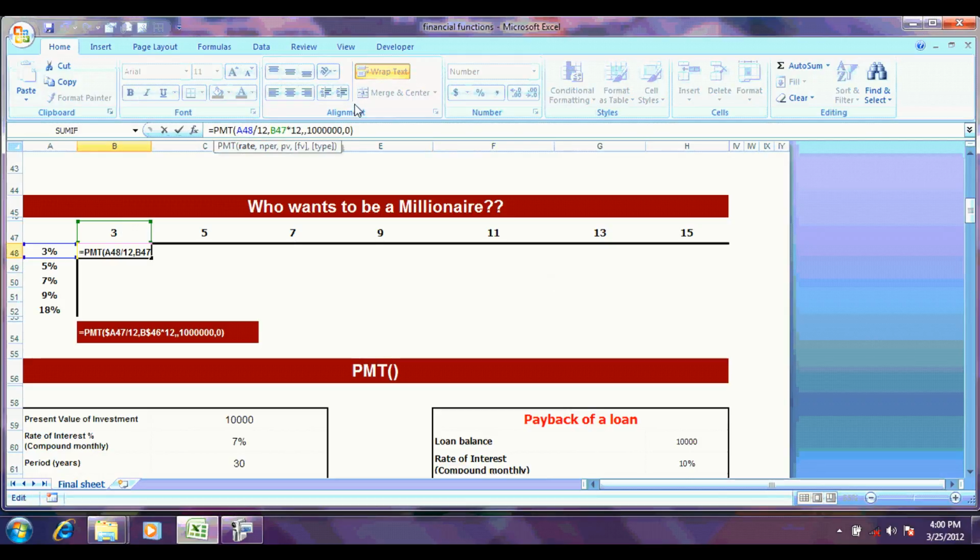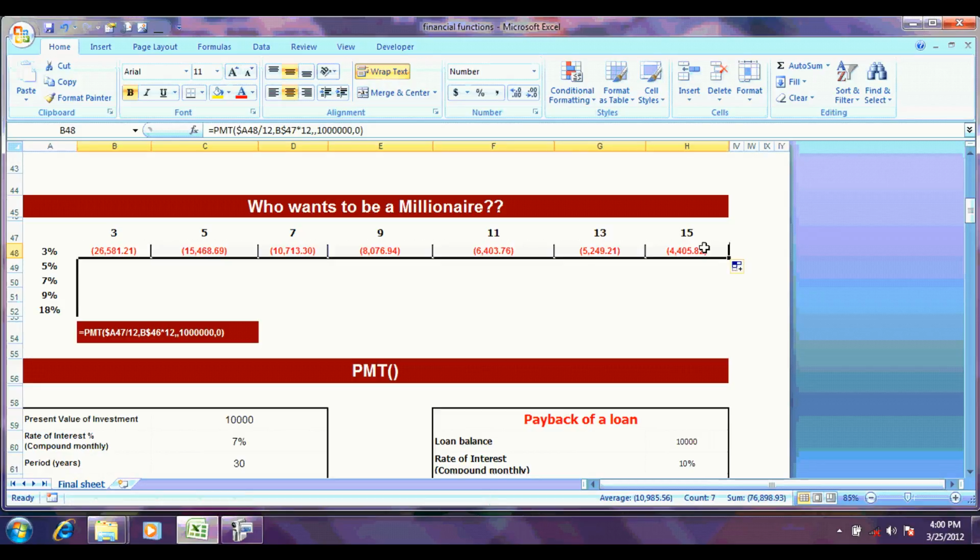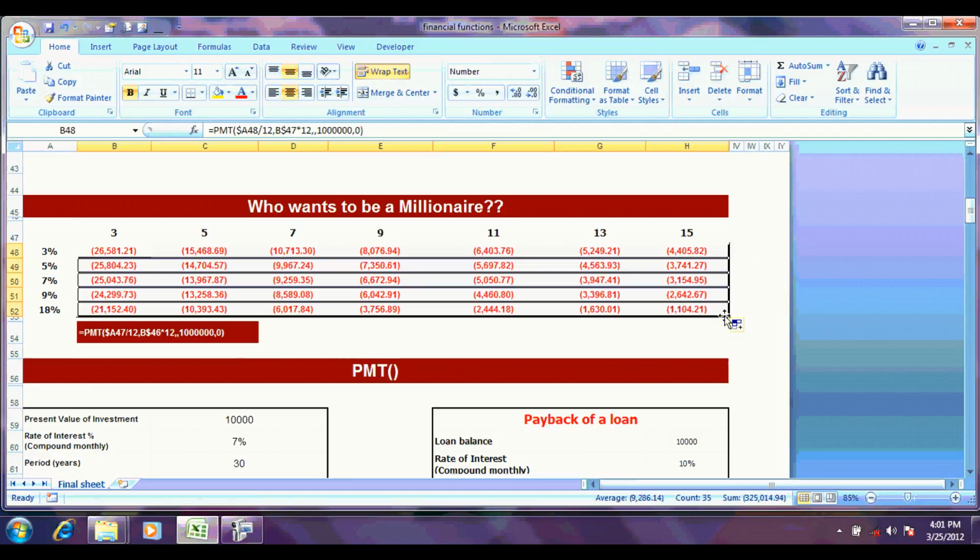A48, extremely sorry, press F4, make it $A48 and then go to B47, make it B$47, then press enter. Then if you just simply drag it, fill without formatting, and then drag it down, fill without formatting.